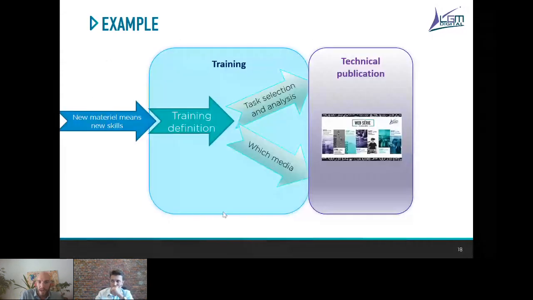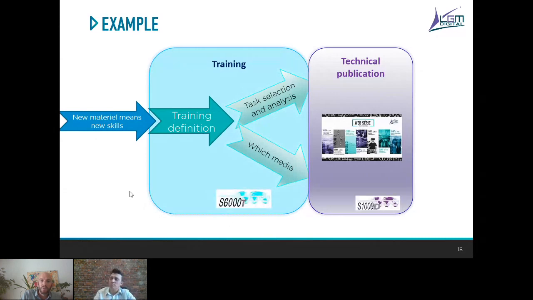our team. And then when the training analysis and the training media selection are made, the data are provided to the technical publication domain, which will create the support for the training. So all the support which Gilles talked about just before.